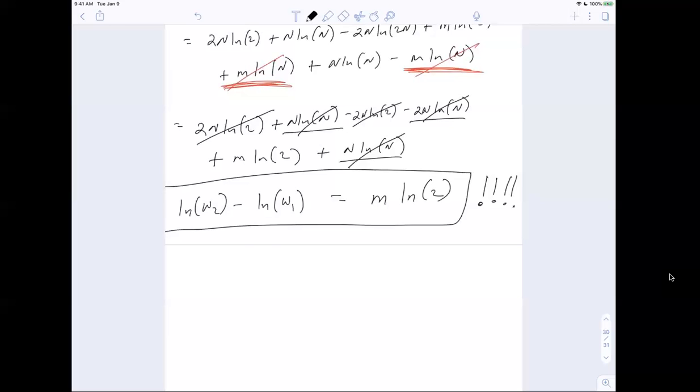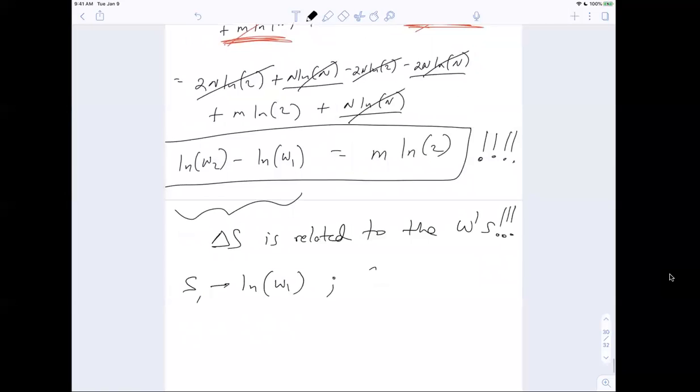So it seems that delta S is related to the W's. And now that we know what the W's are, we have a bit of an insight as to what entropy is. Because each one of these then corresponds to S1 must be log of W1, and S2 must be log of W2. And this is the insight that we're getting through this analysis using a lattice model of what entropy is all about, at least in terms of our discussion of an isolated system.